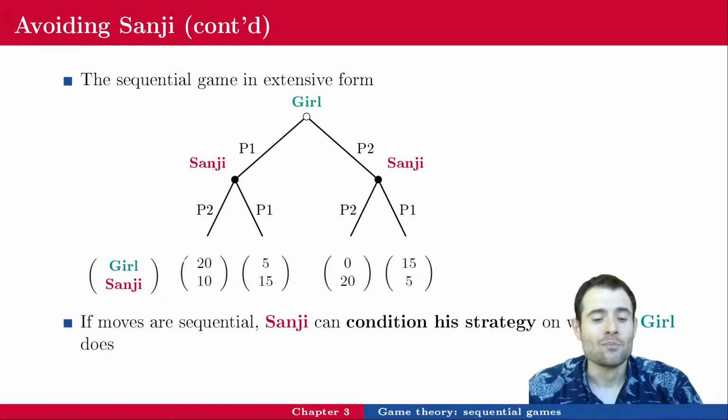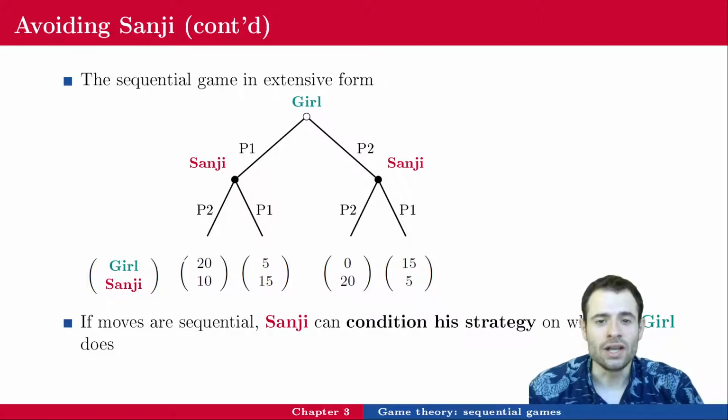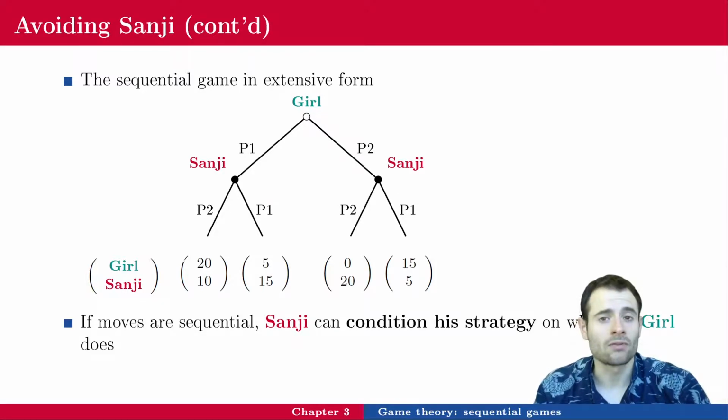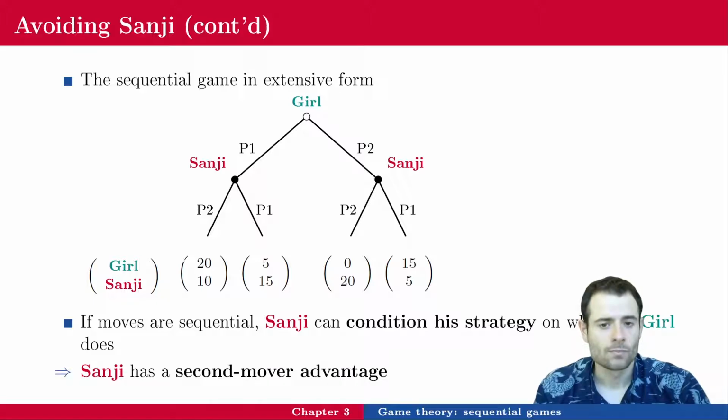Now, moves are sequential, so Sanji's strategy is going to depend on each possible history, but since Sanji wants to meet the girl, he can condition his strategy upon what the girl does. And this is where the second mover advantage is coming from. Wherever the girl goes, Sanji can meet her. She wants to avoid him, but he wants to see her, so he will meet her.